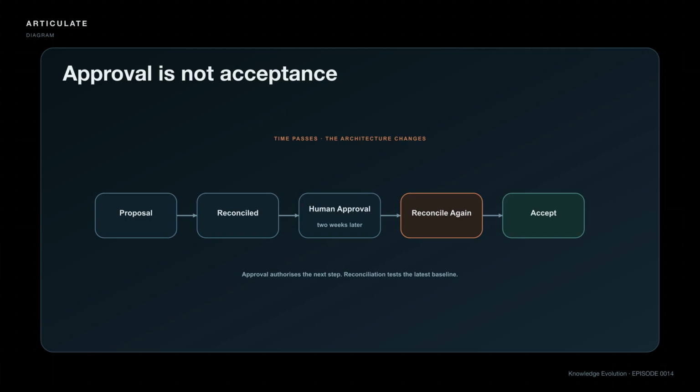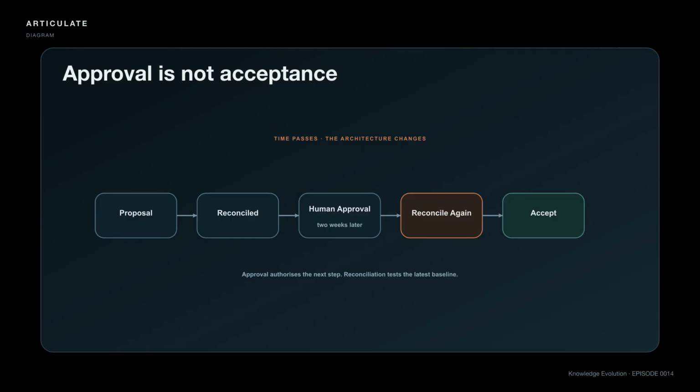During those 2 weeks, the architecture may have changed. Another decision may have been accepted. A dependency may have changed. A system may now be scheduled for retirement. New evidence may have appeared. The proposal was valid against the baseline from 2 weeks ago. That doesn't necessarily mean it's valid against the current baseline.